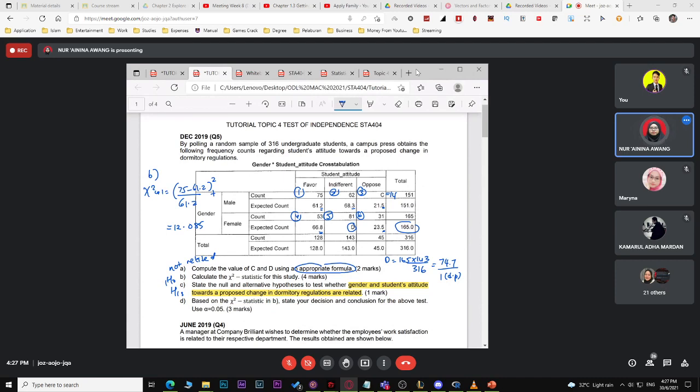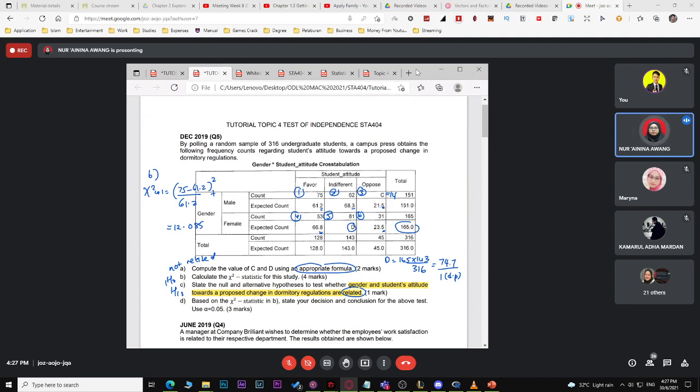Even though the question gives you related, it does not sit in H0. It has to sit in H1 since it is related, unless the question says that they are not related. So you have to know that it does sit in your H0. And then based on the chi-square statistic, state your decision and conclusion for the above test.